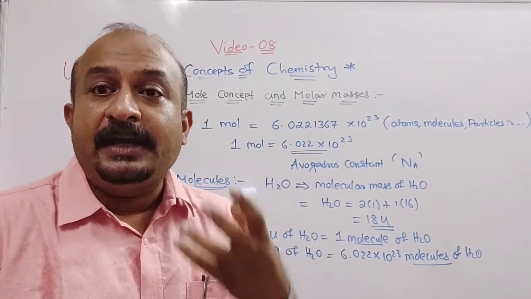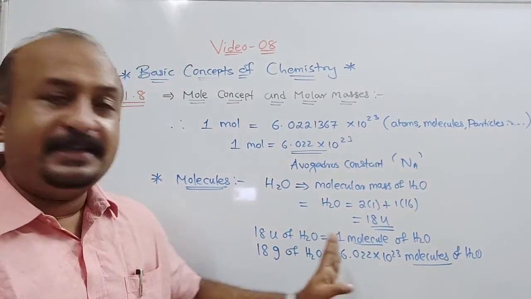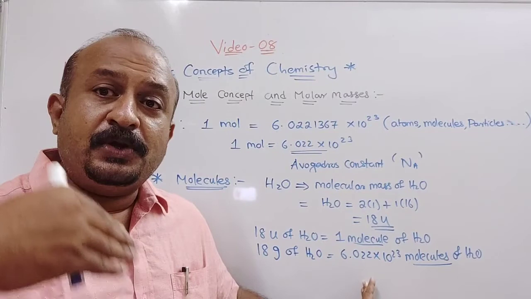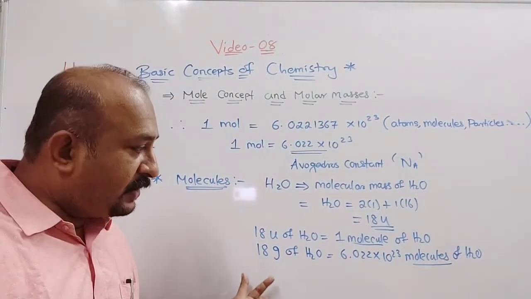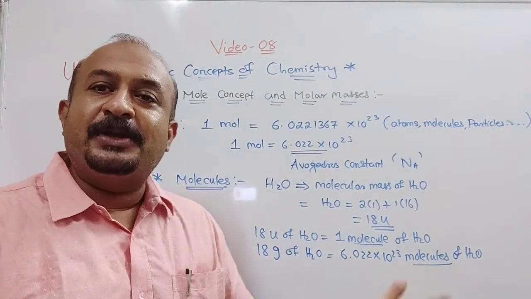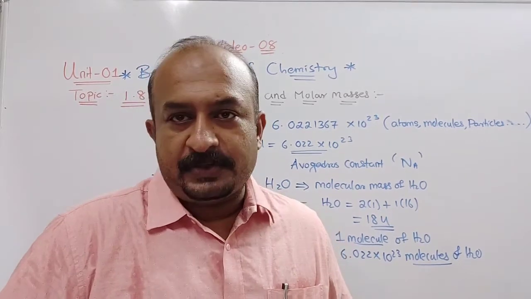Just measure the actual mass of water, you can easily calculate, because 18 gram contains this many molecules. So suppose the water in the glass is 100 gram, then for 100 gram how many molecules? You can do easy cross multiplication. Understood? So this was all about mole concept.